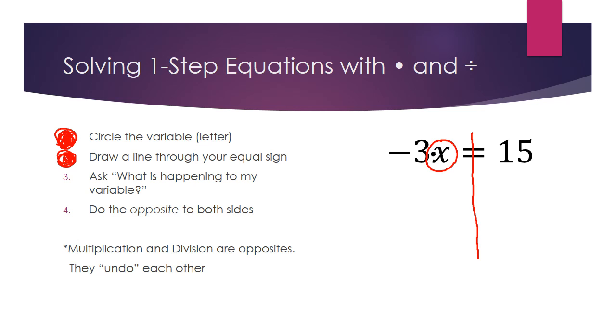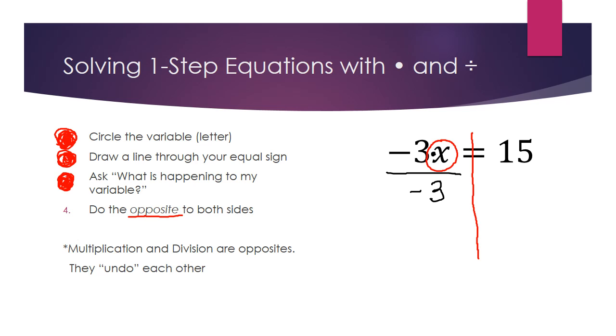Since my variable is being multiplied by a -3, I need to do the opposite of multiplying by -3. Since multiplication and division are opposites, that means instead of multiplying x by 3, I need to take that and divide it by -3. You need to be careful here that you don't just divide by 3, but by the whole number -3. That negative is attached to the 3 and we can't get rid of it. It's part of the number. So if I'm multiplying by -3, I have to divide by that -3 as well.